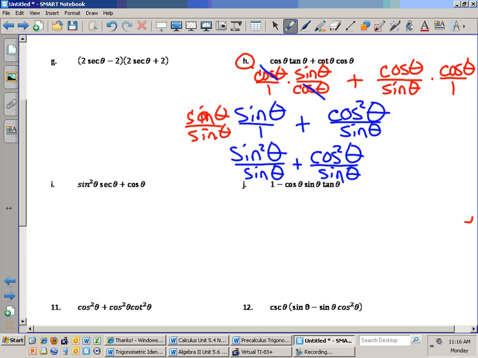Oh boy. You don't see it yet. They have common denominators now, right? So I have sine squared of theta plus cosine squared of theta all over sine of theta. Come on. Sine squared plus cosine squared is 1. That's our most important one.